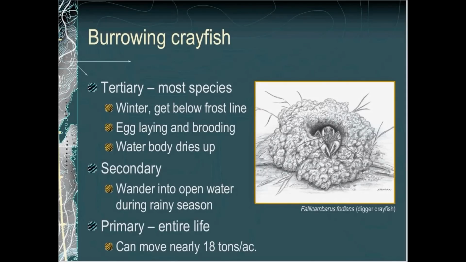You've got secondary burrowers, which live most of their time in this burrow, but as you have a seasonal flooding, they will wander out into this open water. And some of the ones that are used for aquacultural purposes, particularly in the southeast United States, fall into this secondary burrower category, because during the dry months, the farmers will plant rice in these fields, and then during the wet months, they'll harvest the rice. The fields will flood. These crawfish will come out, and then they will harvest the crawfish as a secondary source of income.